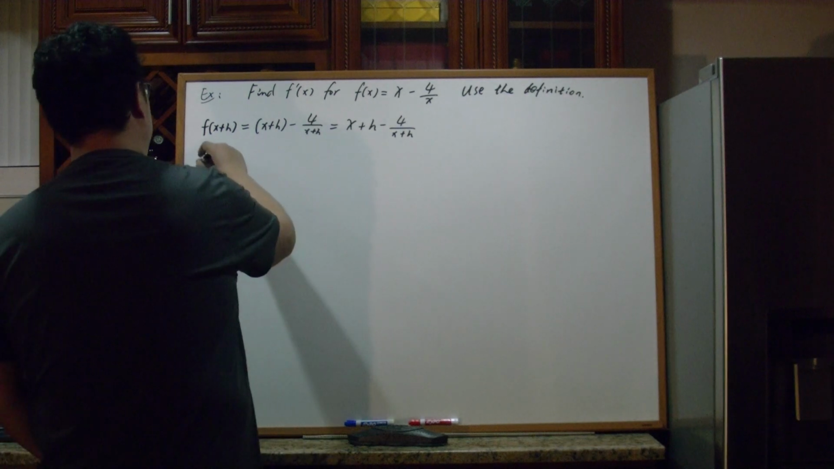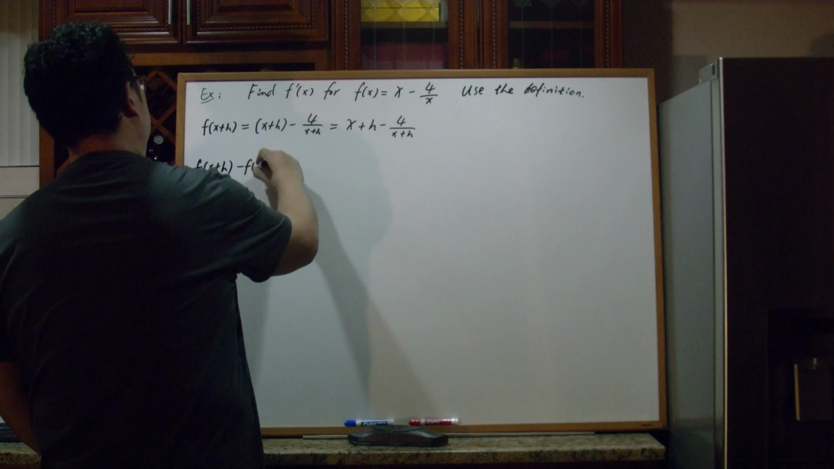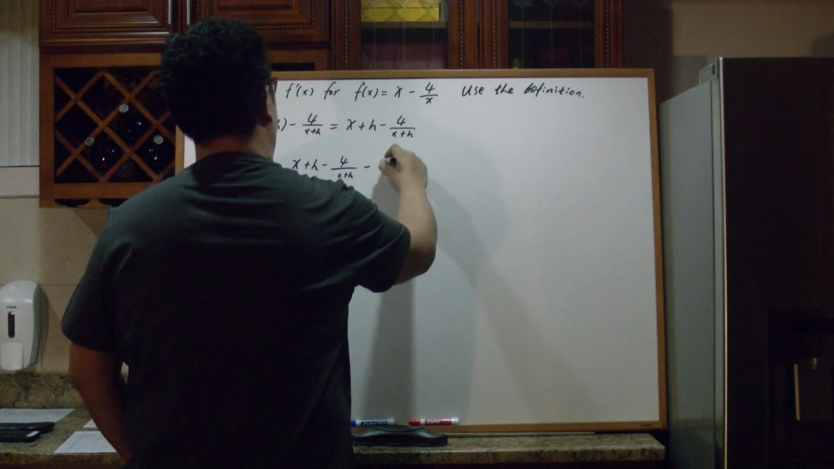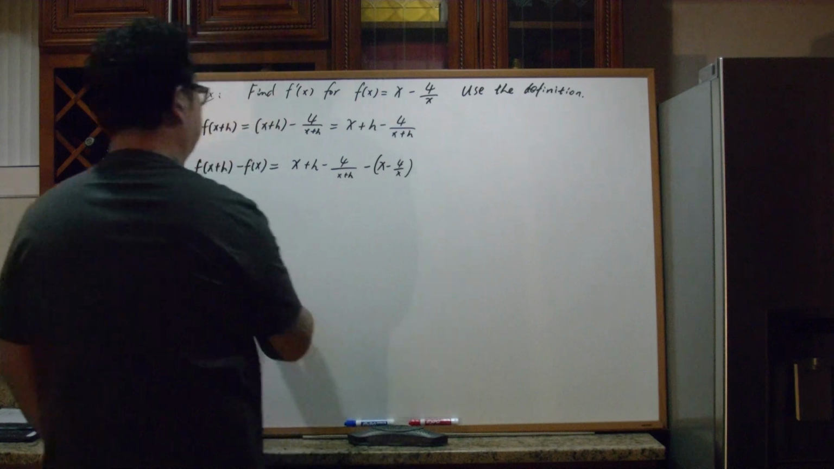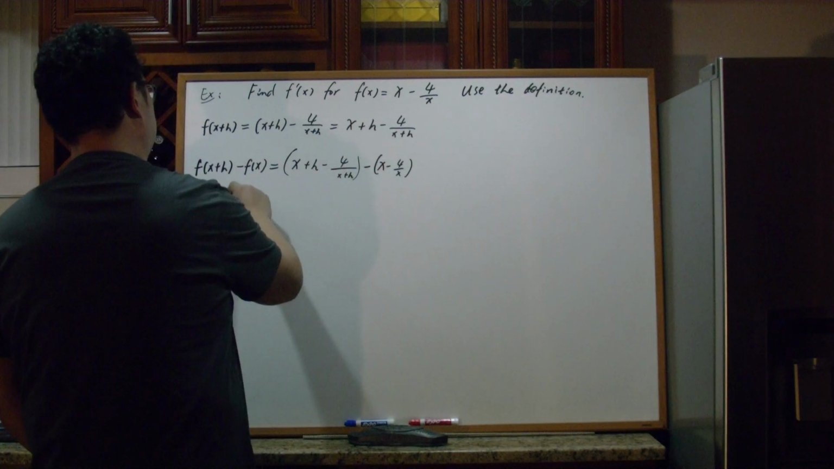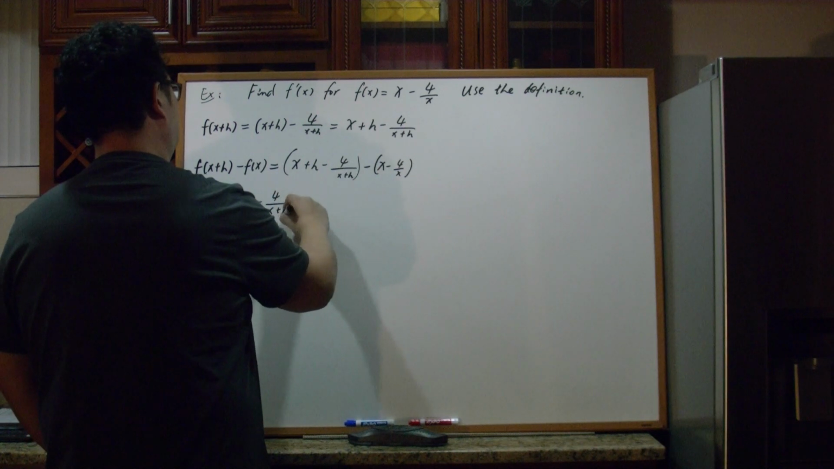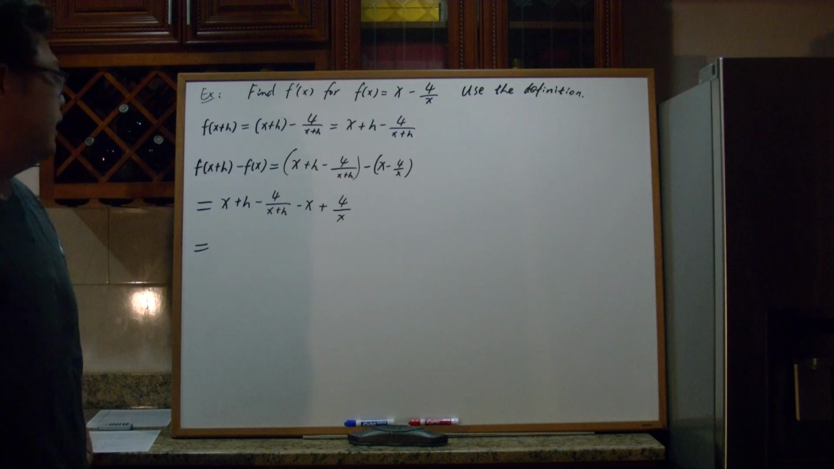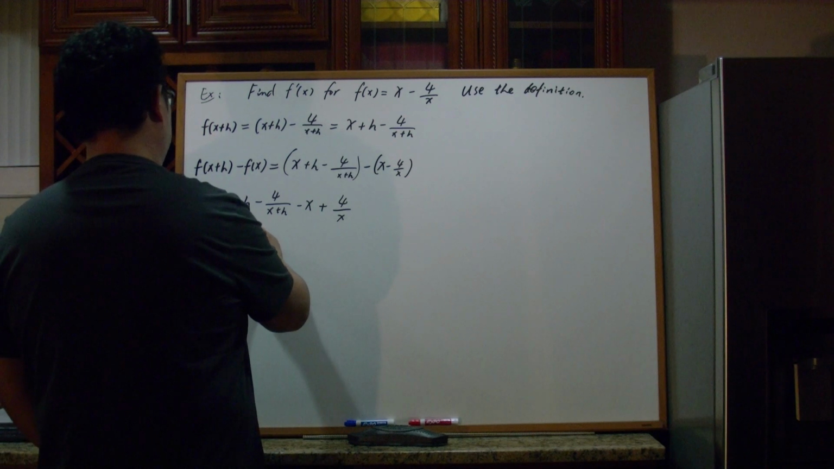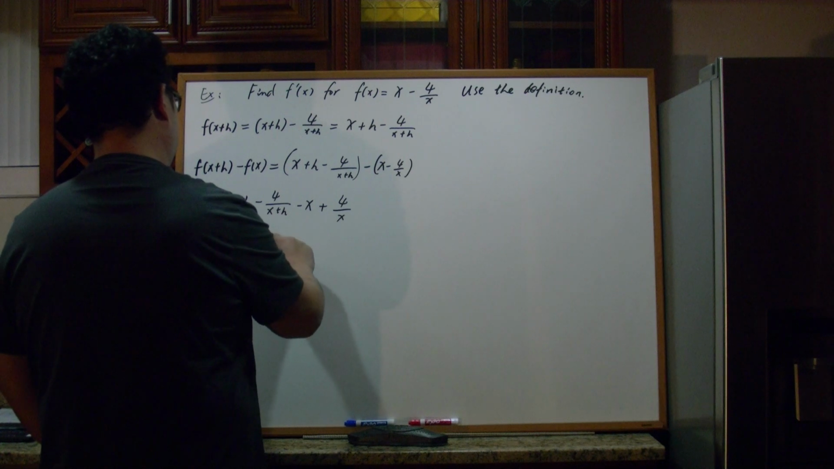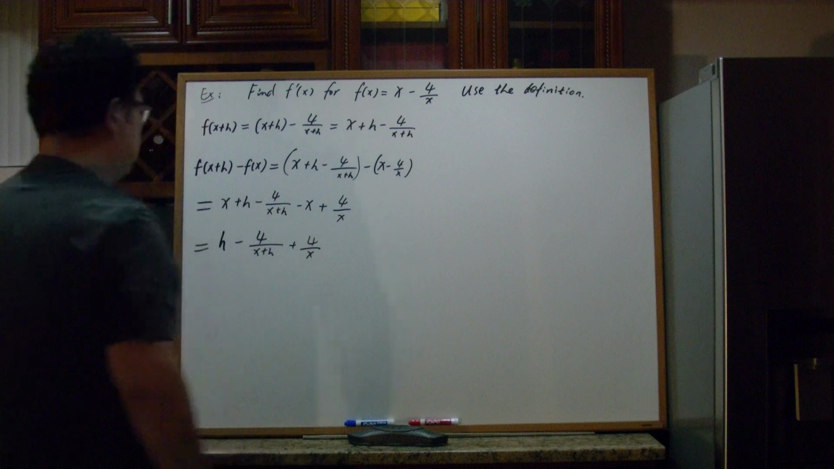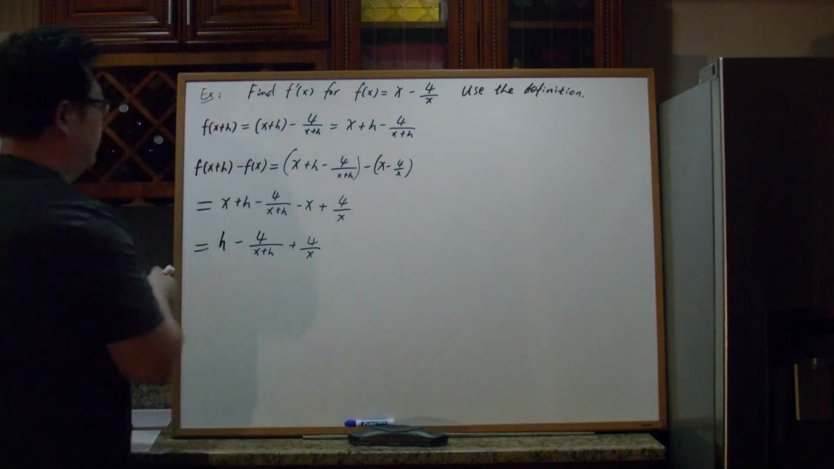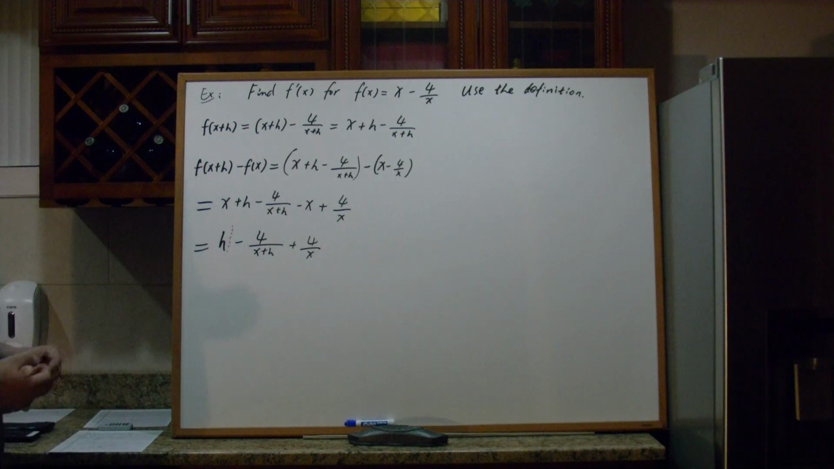Then find the difference. That is x plus h minus 4 over x plus h, minus x minus 4 over x. I give parentheses. What we have is the x being cancelled. We have the term of h. Negative 4 over x plus h plus 4 over x, which is kind of a little separated. The h perfectly stays as the h.